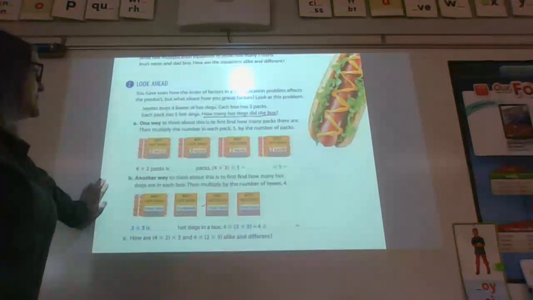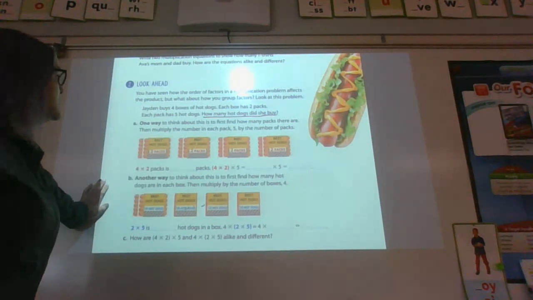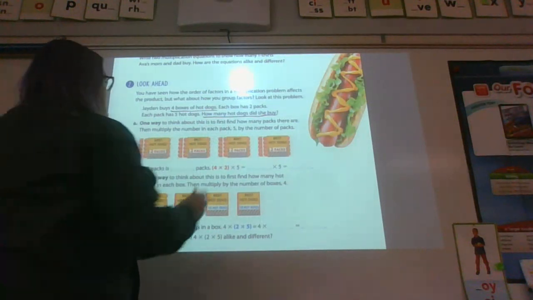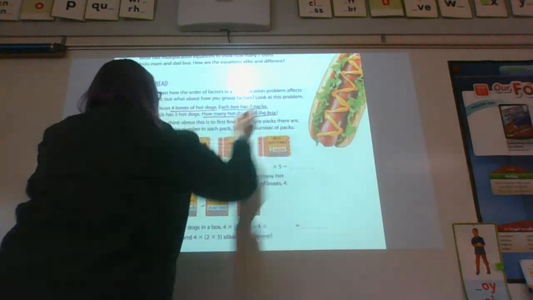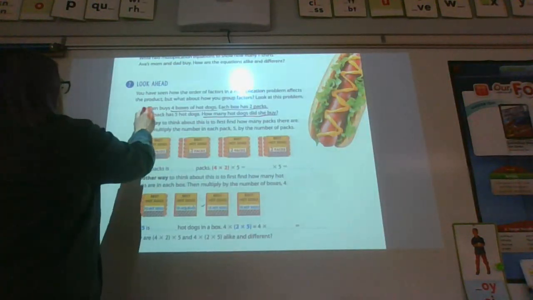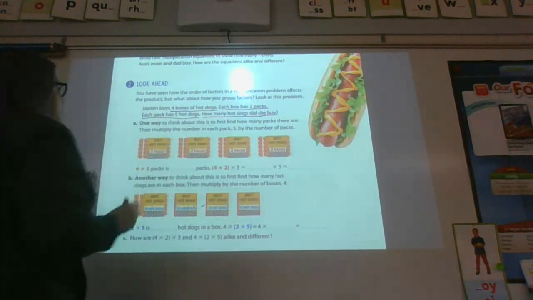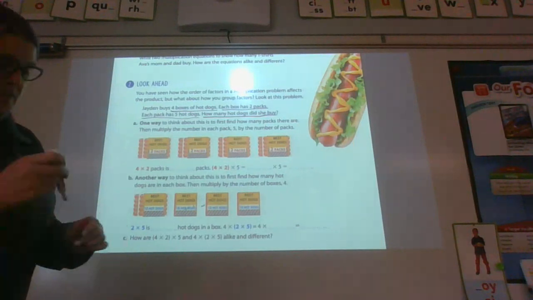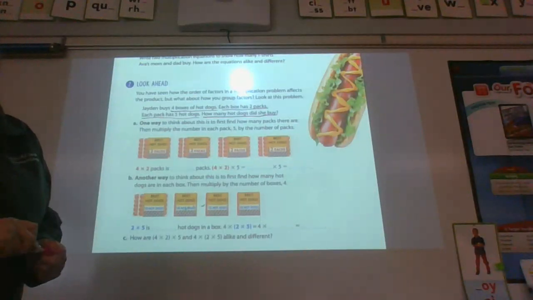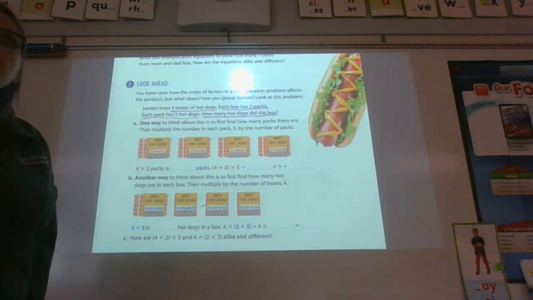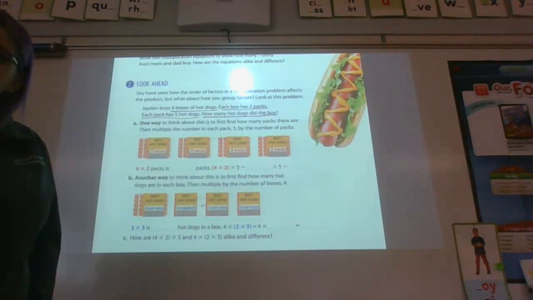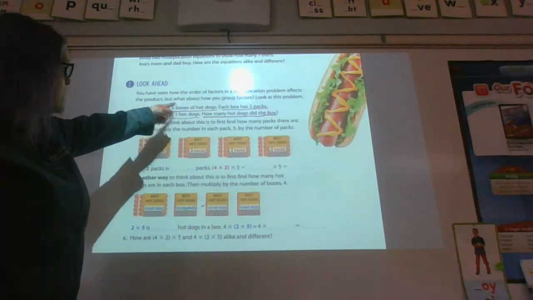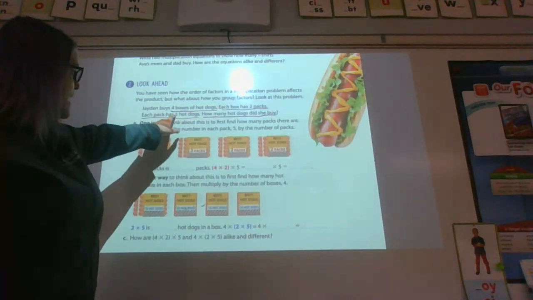All right, Ms. Stith, can you do it again? Yeah, 4 boxes of hot dogs. Each box has 2 packs. Each pack has 5 hot dogs. Holy cow, I think that's the first time I've almost underlined the entire problem. That's a lot of numbers. It's more than what we've been having. You guys hearing that? We have 4, 2, and 5.